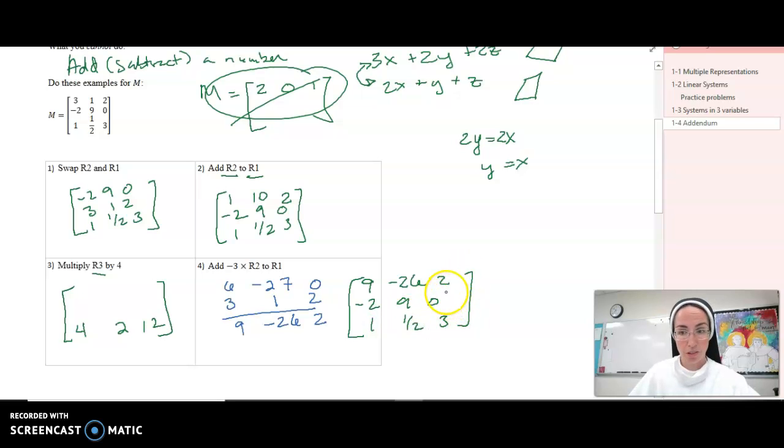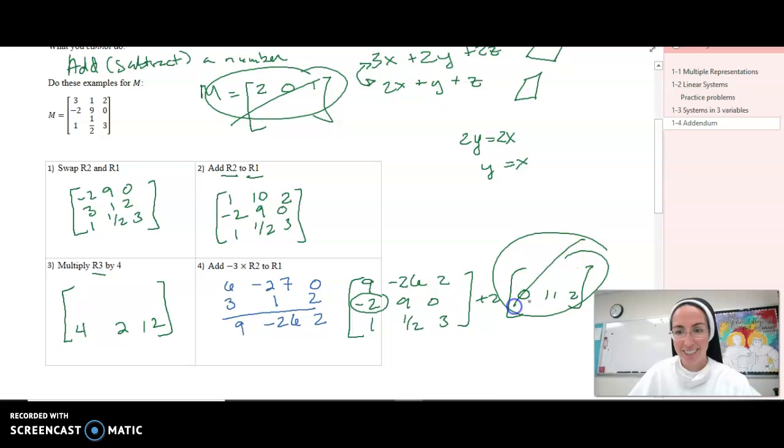Okay, those are your 3 rules. So again, what can you not do? I can't say, well, I want this to be a 0, so let's just add 2 to this row and get 0, 11, 2. Okay, we can't do that because we're not allowed to do that to a linear equation, so we can't do it in a matrix.